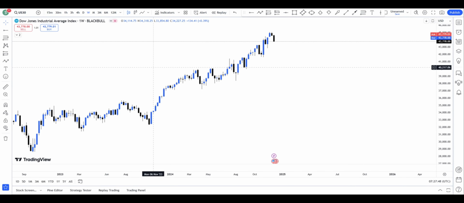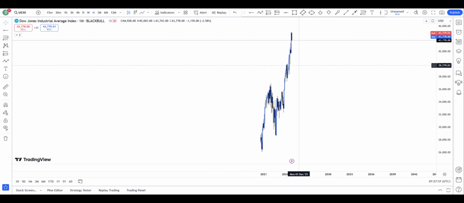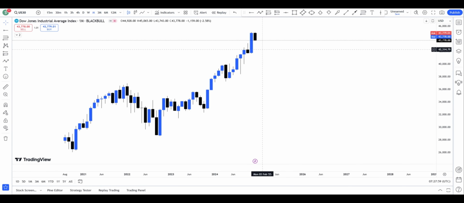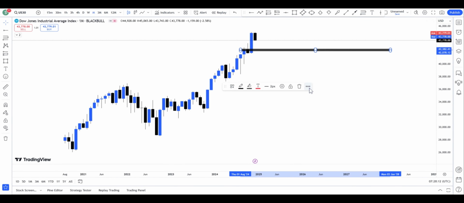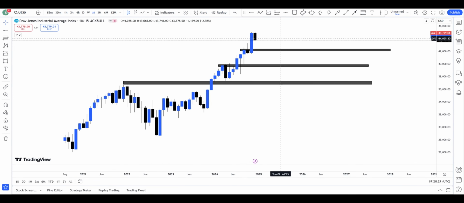So we'll be starting with the pair US 30, and we'll be starting from the monthly time frame, guys. We can see from the monthly time frame that the trend is still bullish, and if we plot our zones, we have a zone here. Then let's clone this. We have our next zone here. We have another zone here. So from the monthly time frame, these are the zones we have.